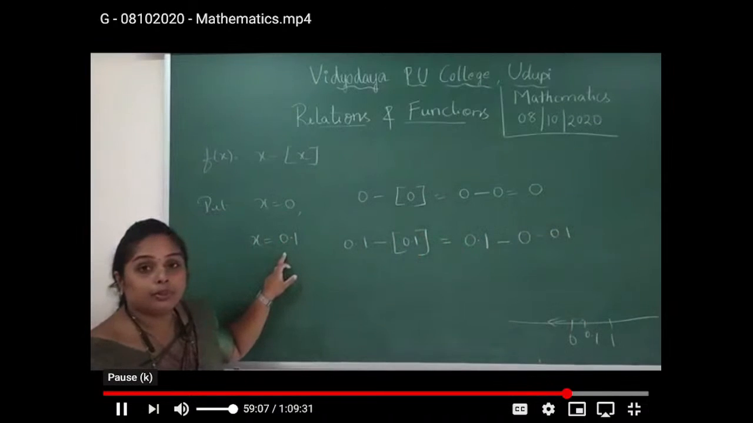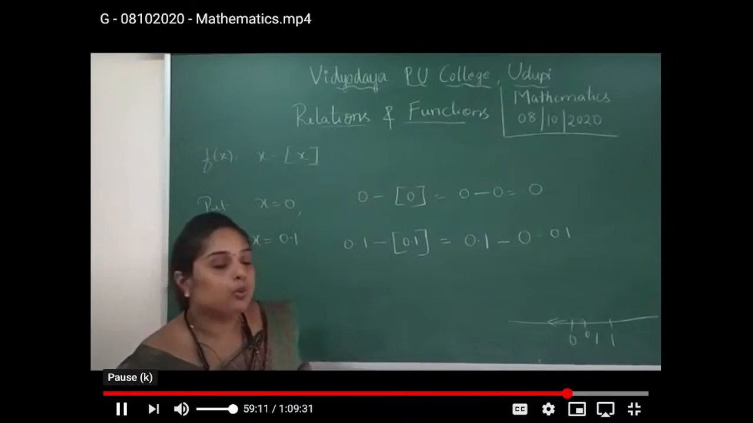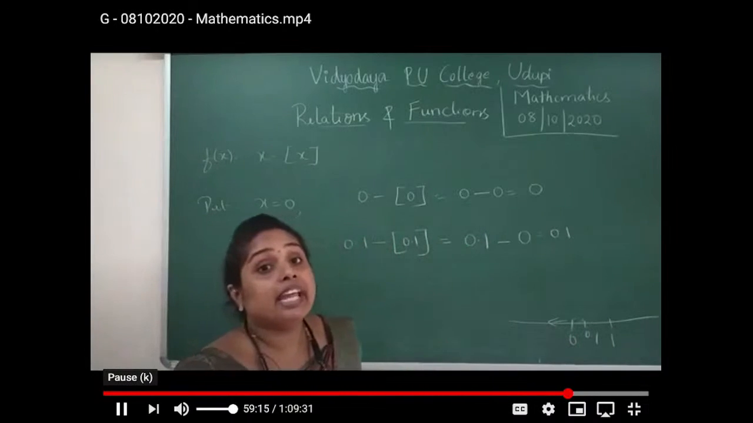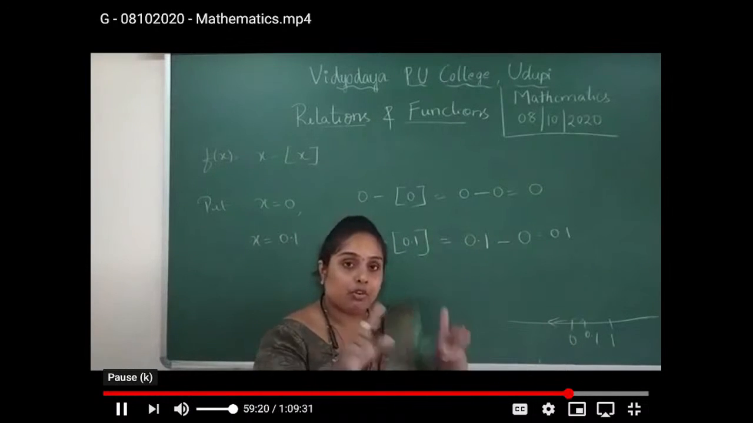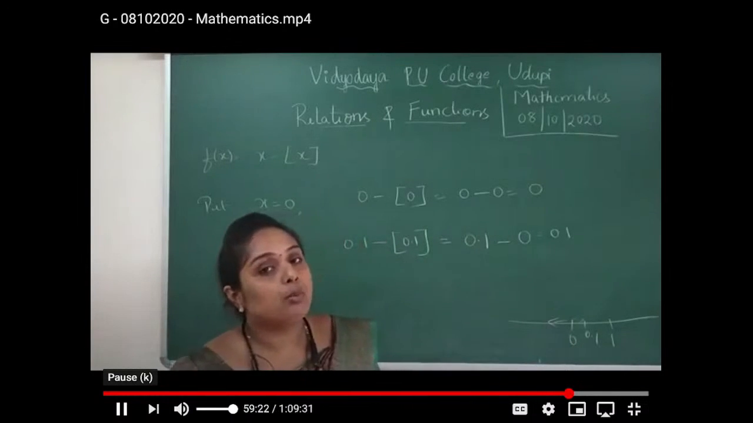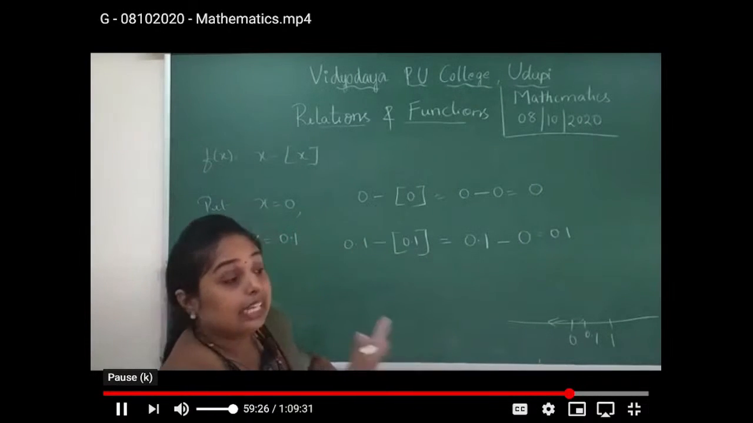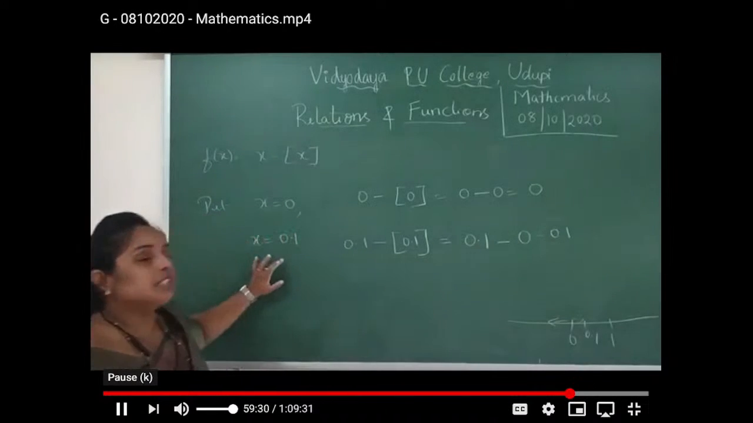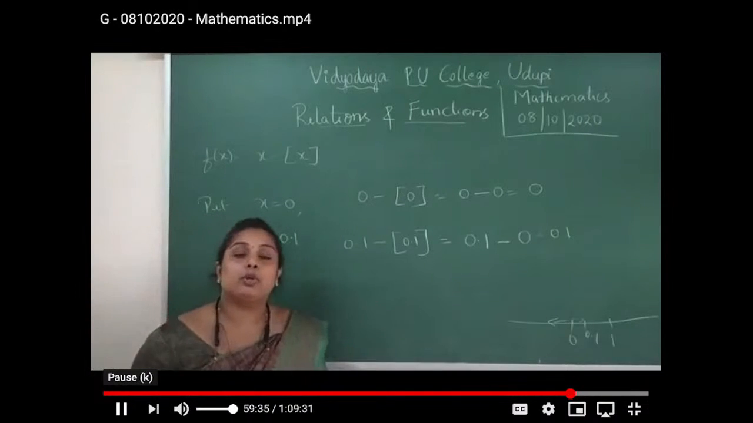In case you put 0.2, just think, 0.2 minus box 0.2. What is box 0.2? 0. Up till 0.9999 you are getting 0 only. Right, greatest integer will be 0. For box 0.1, 0.2, whatever, the greatest integer will be 0, the integer which is less than that. So if you put 0.2, 0.3, 0.4, you are getting the same, 0.1, 0.2.